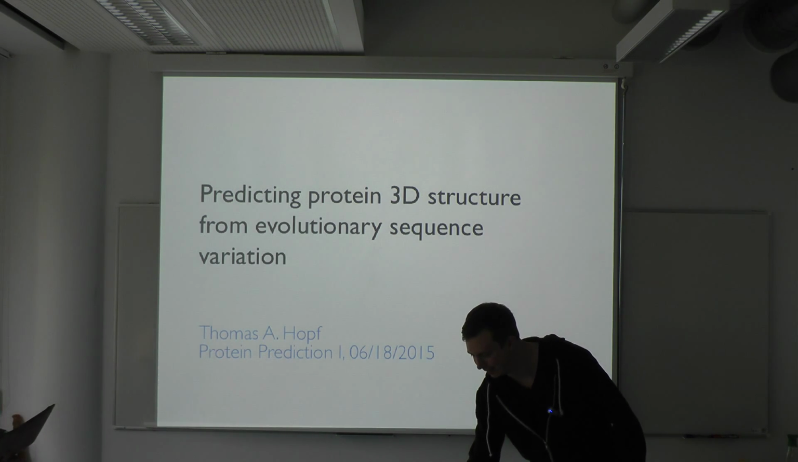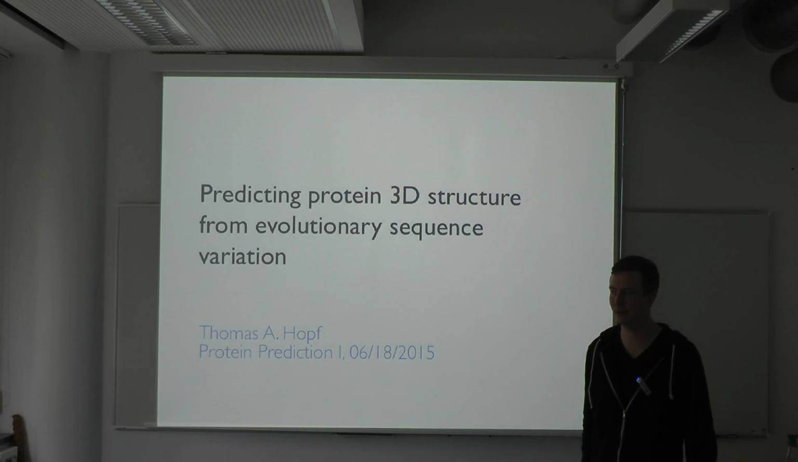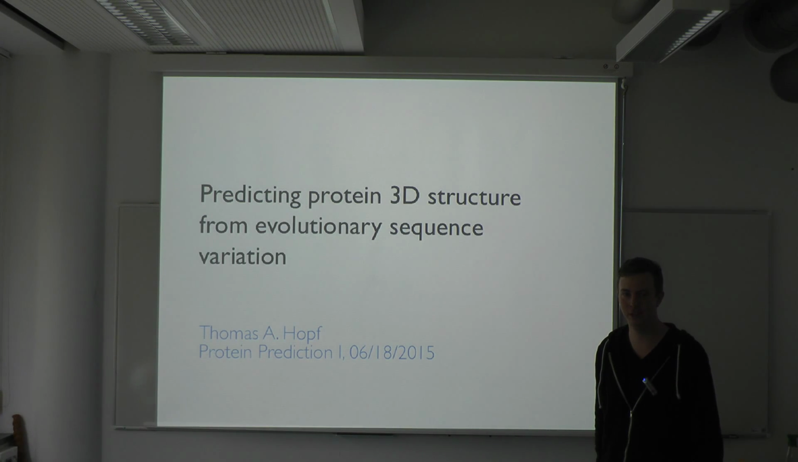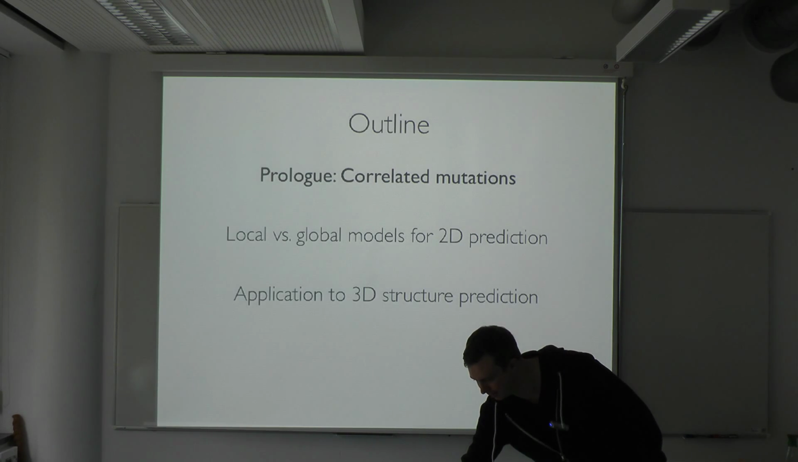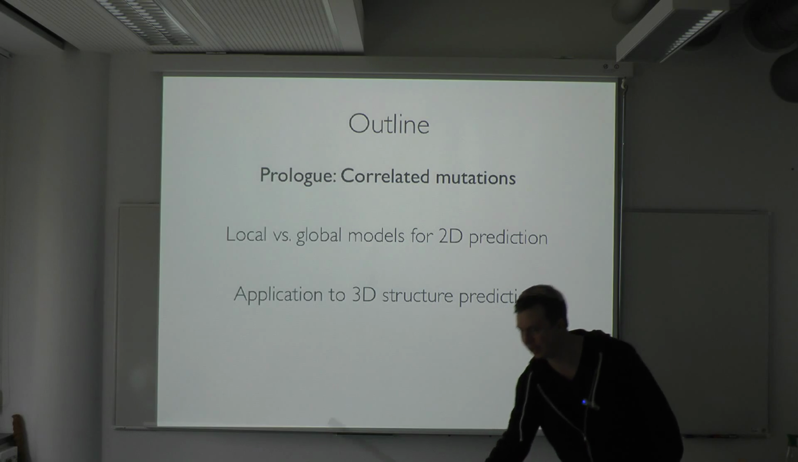Okay. So I'll give you an introduction to what Burkhard already briefly introduced, how to predict the 3D structure of proteins just from sequence using evolutionary sequence variation, going from 1D through the intermediate step of 2D prediction to 3D prediction of protein structures. And so this lecture has 3 parts.